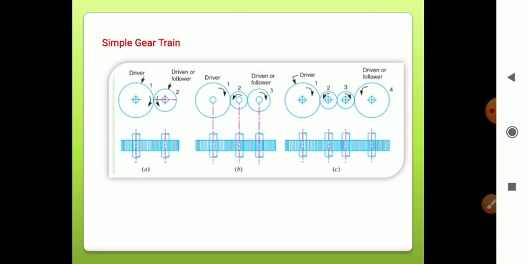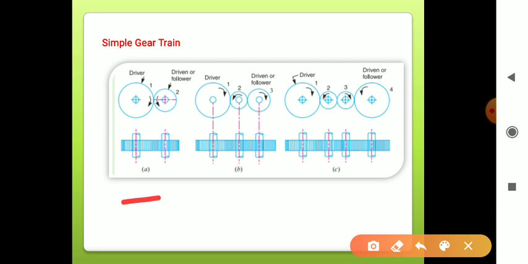So we are going to see the simple gear train. See here, this is the gear train. There are gears in this figure A, figure B and figure C. This is a shaft.